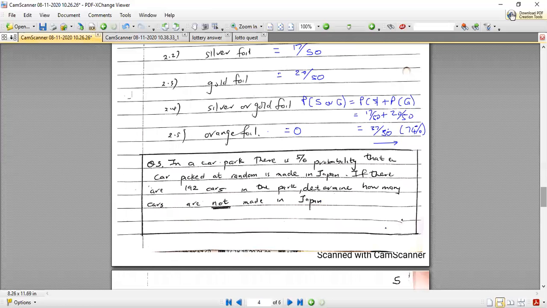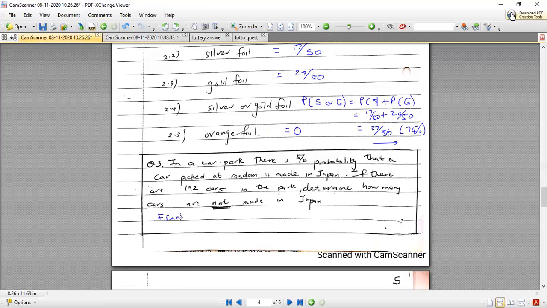So it tells us in a car park, there is a 5/6 probability that the car parked at random is made in Japan. If there are 192 cars in the car park, determine how many cars are not made in Japan. So the key here is cars that are not made in Japan. So if 5/6 are cars made in Japan, we would first calculate what fraction of cars are not made in Japan.